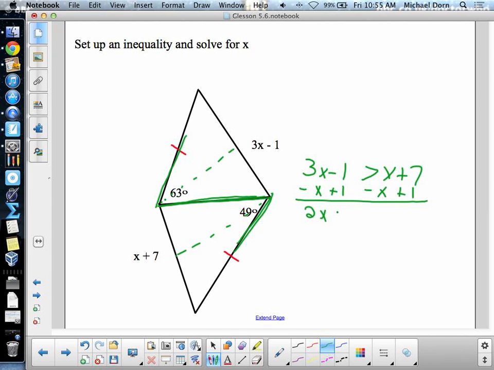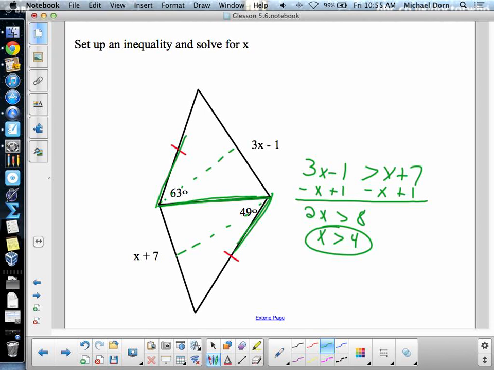I get 2x is greater than 8, so x is greater than 4. You know what? The biggest mistake people make on this problem is, like I talked about before, they put an equal sign there instead of an inequality symbol. If we did that, our answer would be an equality. You'd want to have it all set up as an equality and solution.